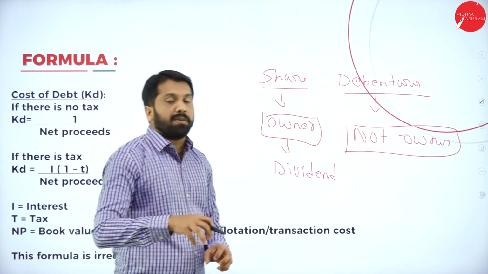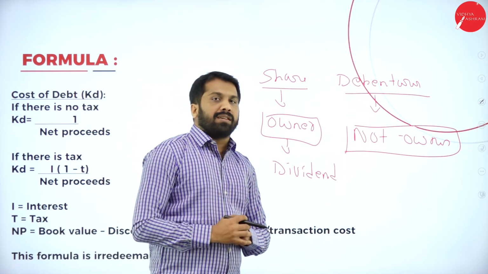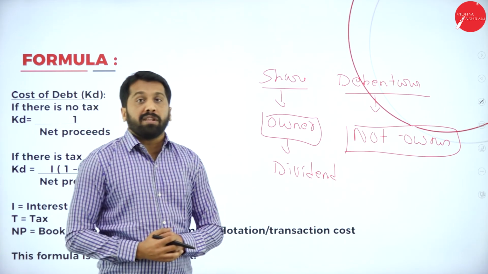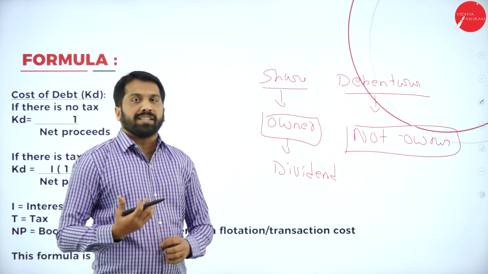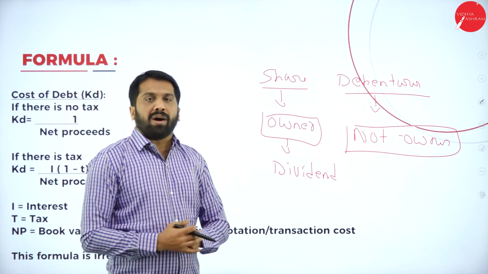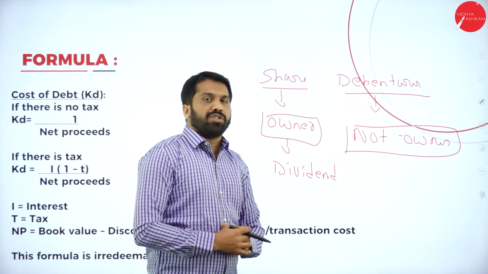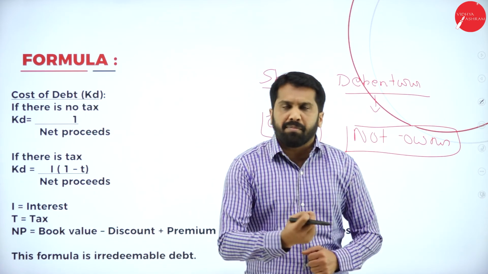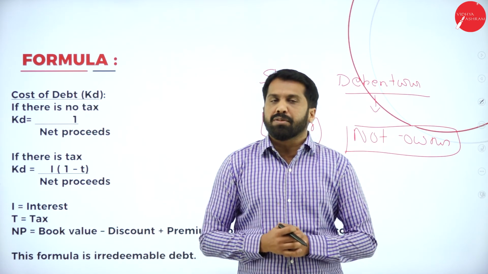What do we call dividend? The portion of the profit. If the company earns some profit, the profit will be given to whom? Owners of the company. So it will be shared with whom? Shareholders. If 1,000 is the profit, however many shareholders there are, for everybody the dividend will be distributed.